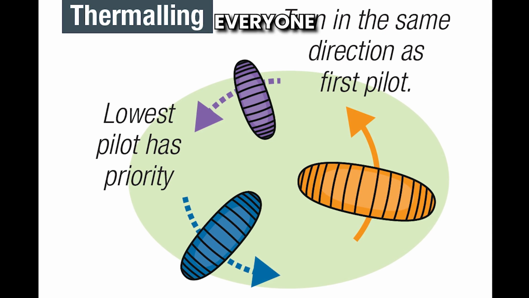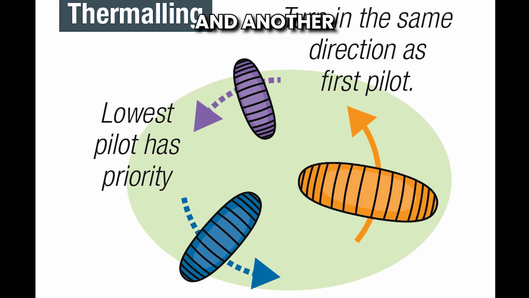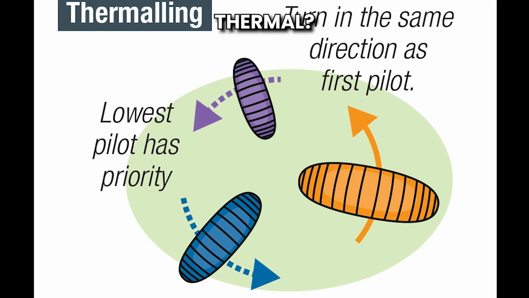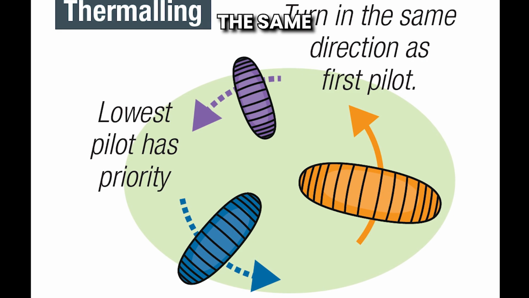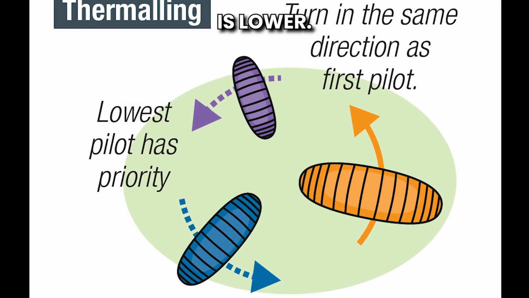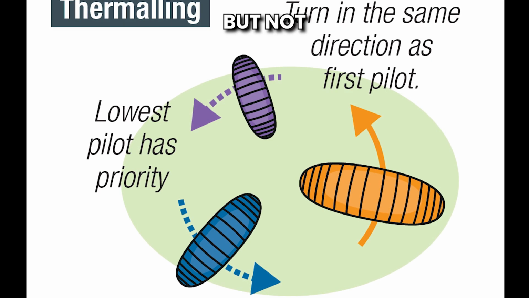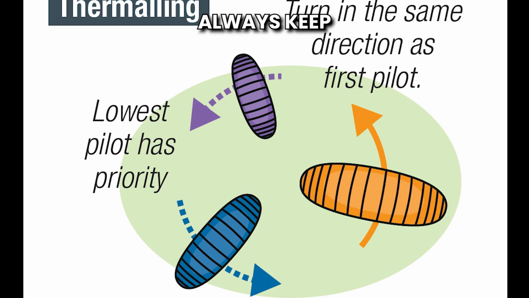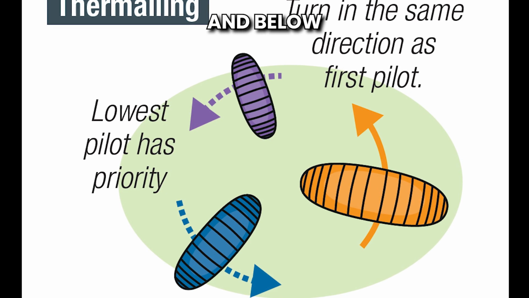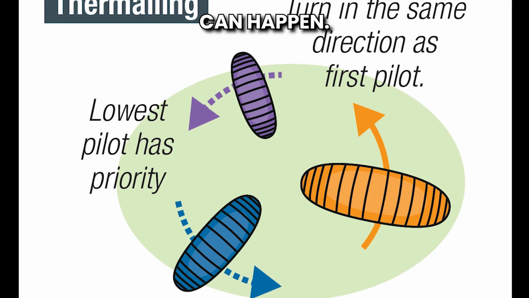Why must everyone turn in the same direction? If one paraglider turns right and another turns left in the same thermal, the chances of a collision are much higher. If everyone turns the same way, the risk is lower. However, collisions can still happen. The risk is reduced, but not eliminated, so when flying in thermals with other paragliders, always keep an eye on who's above and below you because, although the chances are slim, collisions can happen.